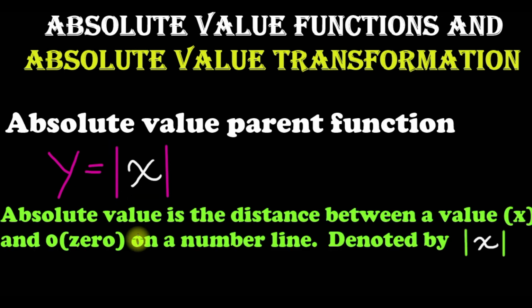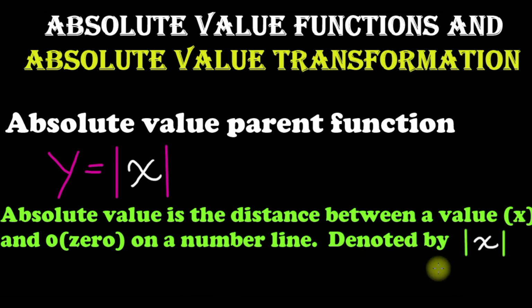Now, when you're working with absolute value, you have to think about the distance between the value of x, whatever x is, and 0. So you're talking about distance, and distance can never be negative. So when you take the absolute value of a number, you're always going to end up with a positive number, because you're talking about the distance from 0 to the value of x.